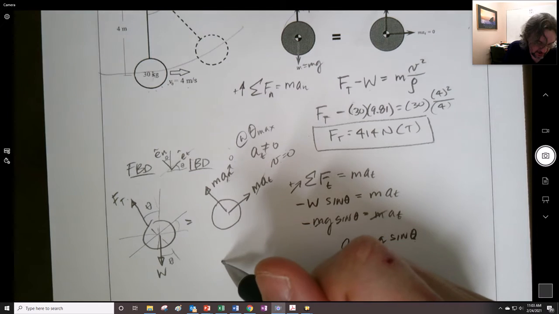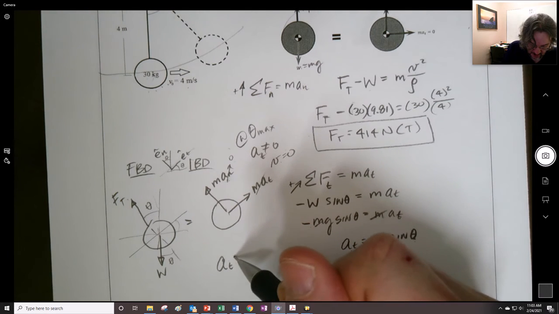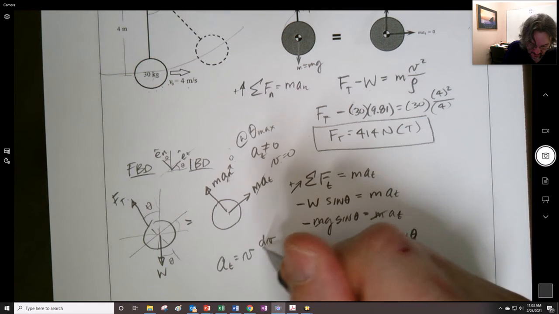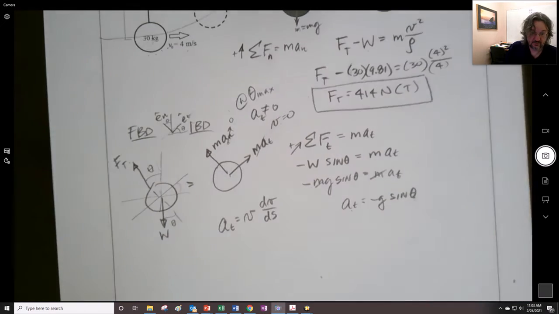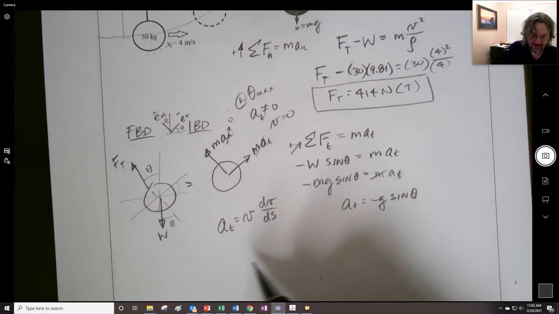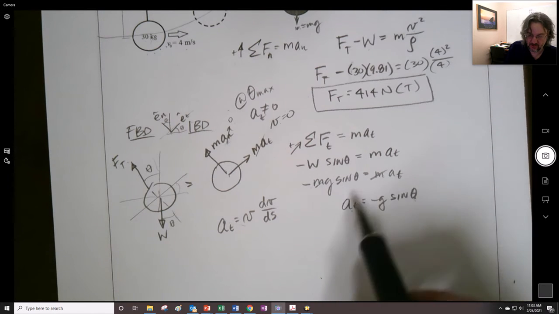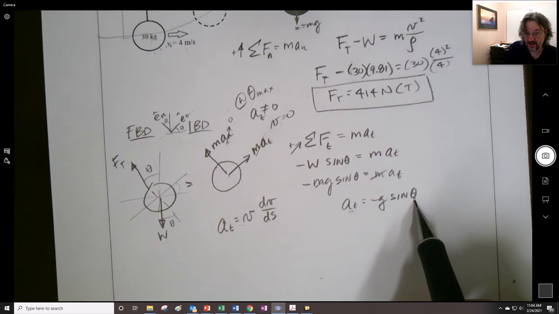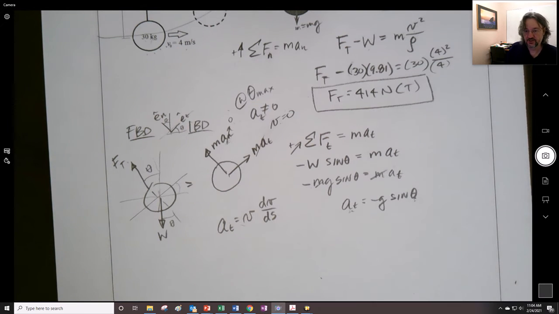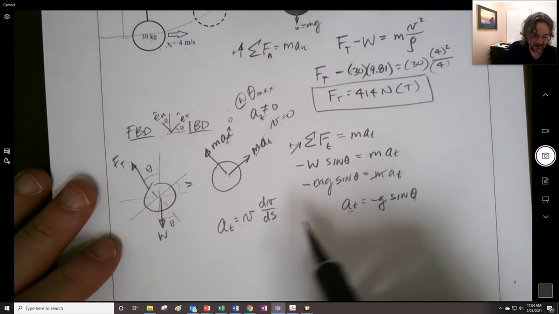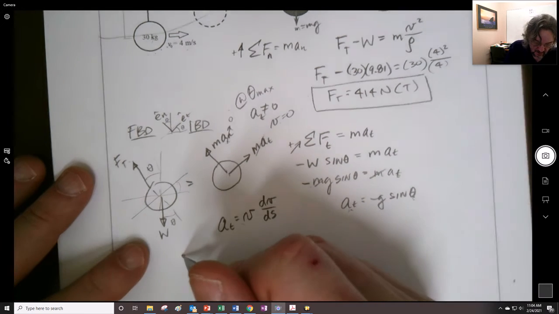The thing that we know is that the tangential acceleration along the path is going to be v dv ds. We need to have something in here in terms of angle in order to use this, because acceleration here is a function of angle. We want to find when the velocity is going to be 0. That's going to allow us to figure out what that maximum angle is going to be. So we have to do some manipulation.